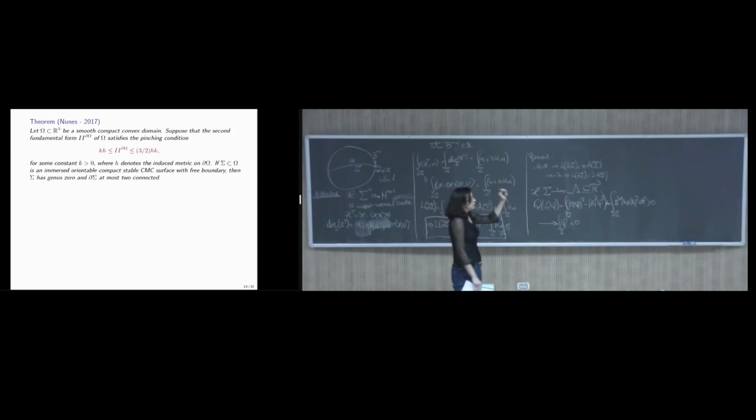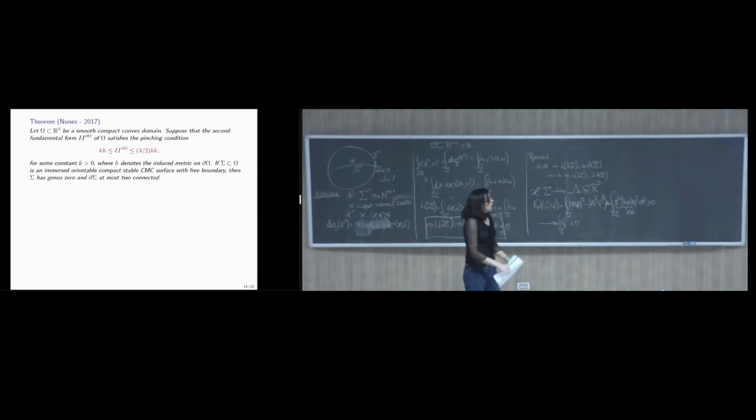Let's talk a little about all the information that is in this theorem, right? Suppose that you have Omega, a subset of Euclidean three-space, a smooth, compact, convex domain. What does convex domain mean? Convex domain means that the second fundamental form of the boundary is bigger than zero.